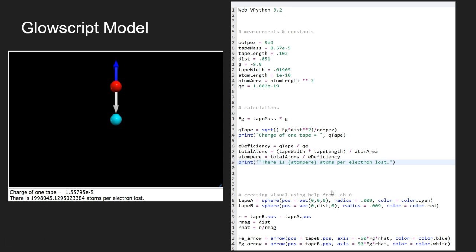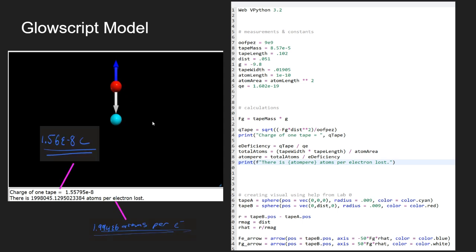And then down here, I use the instructions from Lab 0 to help me form this visual right here with basically two tapes, the force of gravity and the electric force.